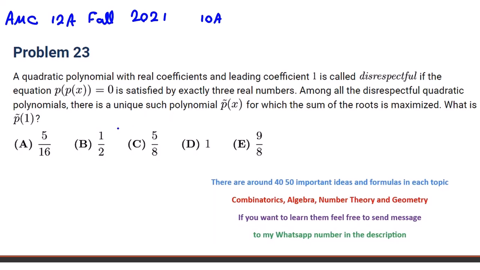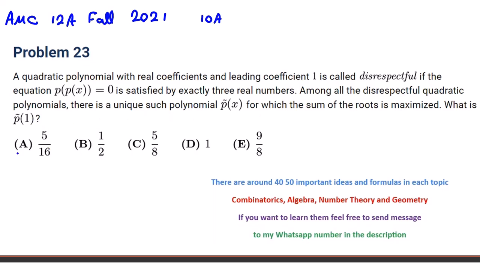Okay, let's try this problem together. It says a quadratic polynomial with real coefficients and leading coefficient 1 is called disrespectful if the equation p of x is equal to 0 is satisfied by exactly 3 real numbers. Among all the disrespectful quadratic polynomials, there is a unique such polynomial p of x, for example p hat, for which the sum of the roots is maximized. What is p hat of 1?